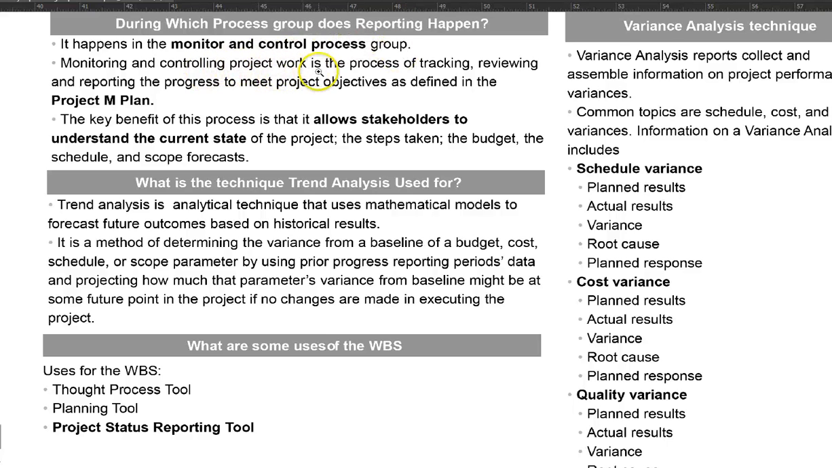Monitoring and controlling project work is the process of tracking, reviewing, and reporting the progress to meet project objectives as defined in the project management plan. So you have to refer to the project management plan to see how we have planned to do the reporting of the project. How many times do we send it to the stakeholders? Is it weekly, bi-weekly, or monthly? What needs to be sent in the progress report, the project report, or the status report?